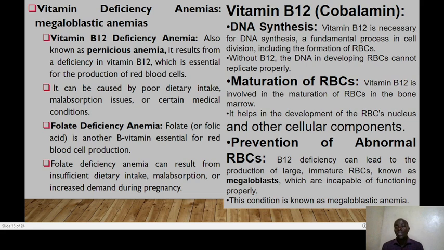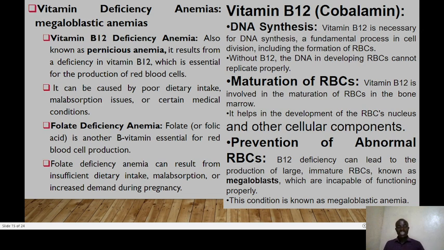You find that vitamin B12 is necessary for DNA synthesis and it's a fundamental process in cell division, including formation of RBCs. So without B12, the DNA in the developing RBC cannot replicate properly. So vitamin B12 is involved in the maturation of RBCs in the bone marrow. It helps in the development of the RBC's nucleus and other cellular components. Vitamin B12 deficiency can lead to the production of large immature RBCs, the ones that we are referring to as megaloblastic anemias. Okay, vitamin B12 and vitamin B9.